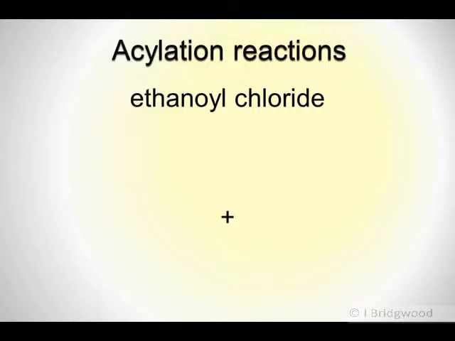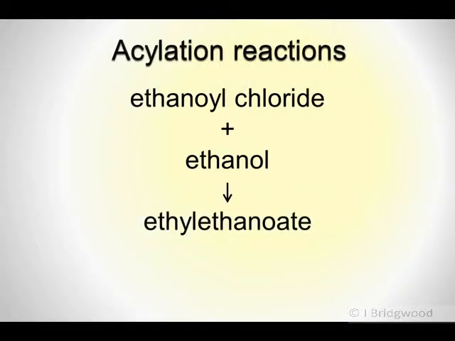Now, ethanoyl chloride reacting with an alcohol, such as ethanol, follows a similar sort of pattern, but instead of getting a carboxylic acid, we get an ester, ethyl ethanoate in this particular case, and, surprise, surprise, steamy white fumes of HCl once again.